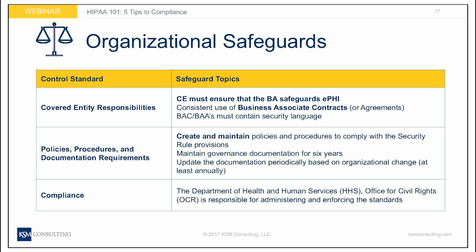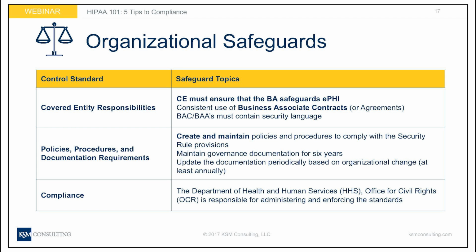And then finally, the compliance arm of the organizational safeguards. So the Department of Health and Human Services, specifically the Office for Civil Rights, the OCR, is responsible for administering and enforcing these standards. You will often hear that the HHS and OCR gets involved in the event of a breach. They are absolutely the organization that you would be working with to report that breach, and the OCR is the audit arm of that, where they would come into your organization and conduct their audit.